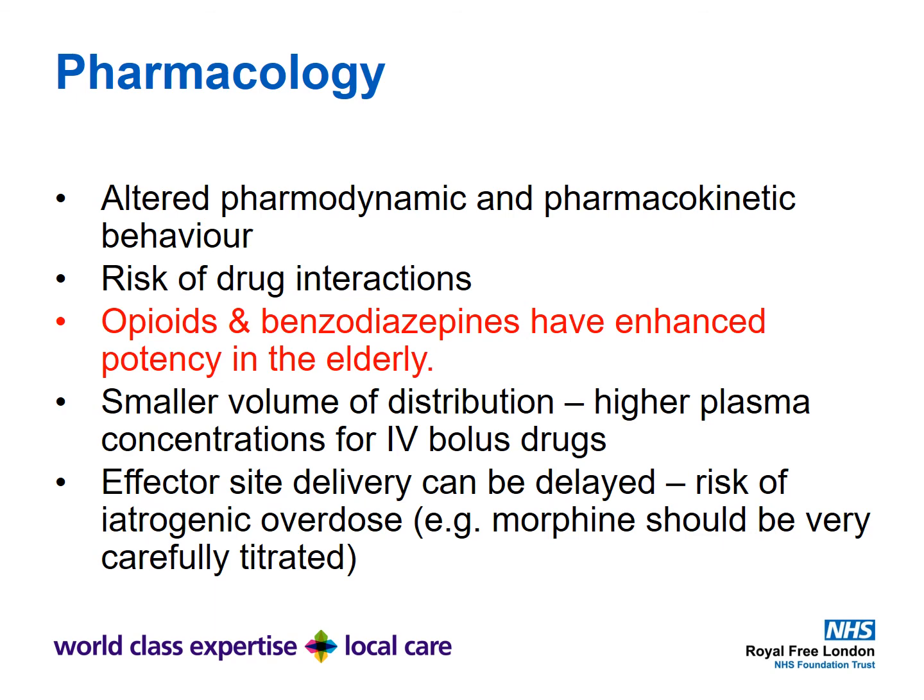There's a smaller volume of distribution as patients have often lost their adipose tissue, skeletal muscle and so on, so there are higher plasma concentrations for IV bolus drugs. The effect-site delivery can be delayed, so there's a real risk of iatrogenic overdose. Bearing in mind that morphine can take up to 30 minutes to work, I wouldn't encourage giving a patient 5 milligrams of IV morphine and then 2 minutes later giving them another 5. They are likely to get the whole effect of 10 very quickly and could of course stop breathing.